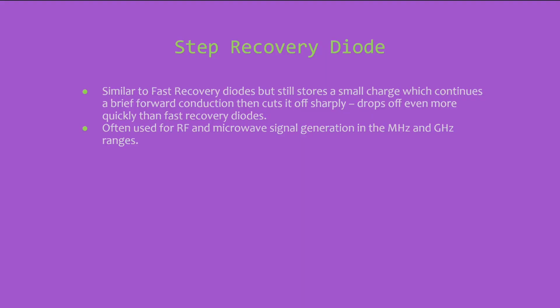Then we have step recovery diodes. These are similar to fast recovery ones, but they store a little bit of a charge, which allows them to continue forward conduction and then quickly shut it off. It'll drop off even more quickly than fast recovery. This is used a lot with RF, microwave, and signal generation, usually in the megahertz, if not gigahertz.